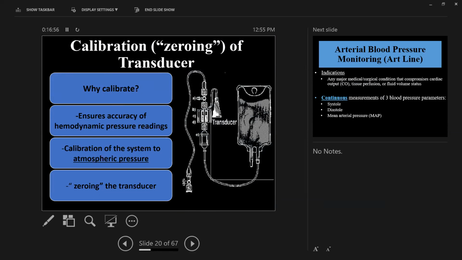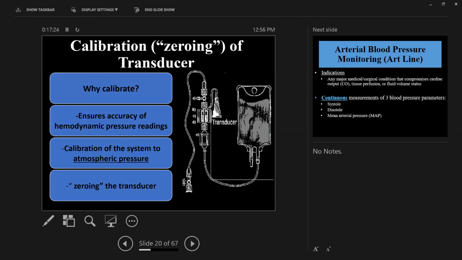So that transducer that I showed you, we take off the cap right here, put the stopcock up, and we open it to atmospheric pressure. We hit a button on the monitor that says 0. You hit it, all your numbers should go to 0 because we're taking it back down to 0 and clearing it out. And then we put the cap back on, and our waveform should come back.